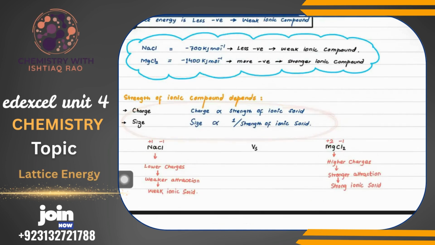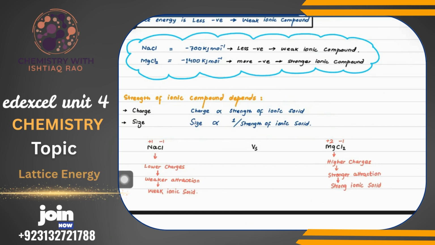As I have mentioned, charge is directly proportional to the strength of an ionic solid and size is inversely proportional to the strength of an ionic solid. Whatever compound is given, you only have to see the two factors, charge and size. But we have another way to identify the strength of an ionic solid, that is called lattice energy. Lattice energy describes the strength if the lattice energy is more negative.